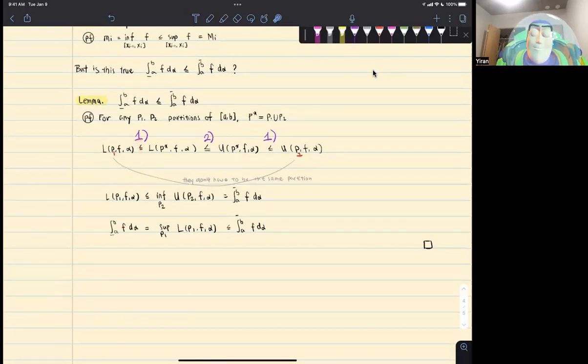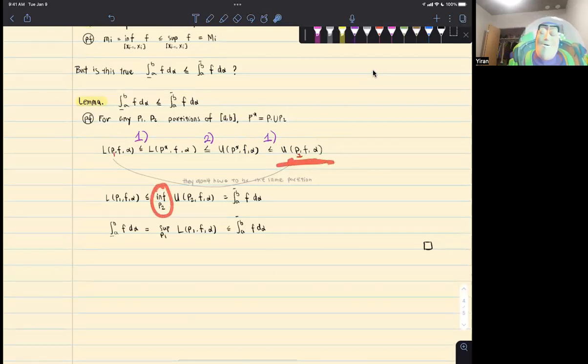Let me think. No, because we're doing infimum over P2, where P2 is changing, and here is a variable P1. We can think of this as a variable, so this is like taking a limiting behavior with respect to the variable P2. So this one does not affect, and this one becomes this. Then after that, we take the supremum, which is another limiting behavior with respect to variable P1.